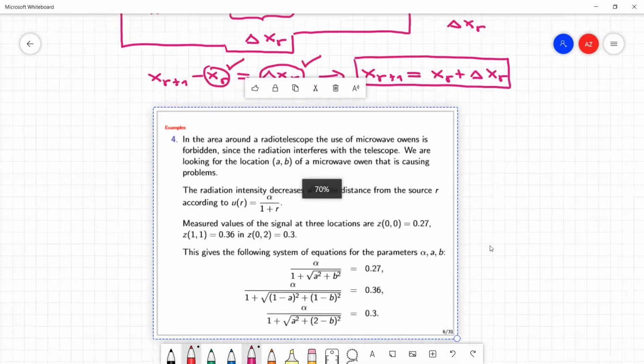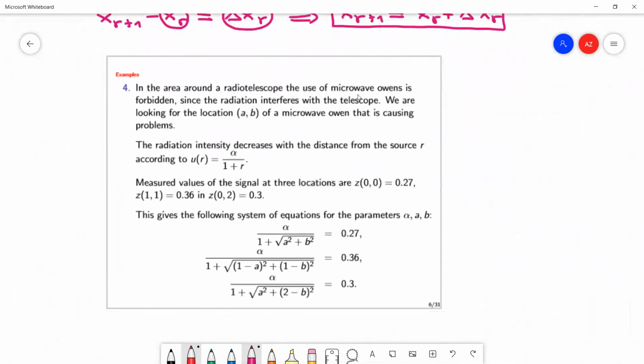So we had this microwave positioned at location A, B. We know that the radiation is modeled by this function, and we measured the signal of the microwave in 3 different locations, and we got this system of 3 equations in 3 unknowns. The unknowns are alpha, A, and B. And we would like to find a solution. And so we would like to use Newton's method.